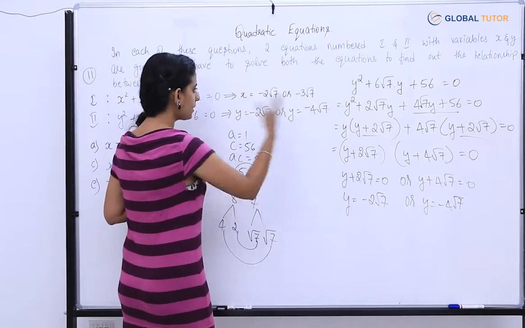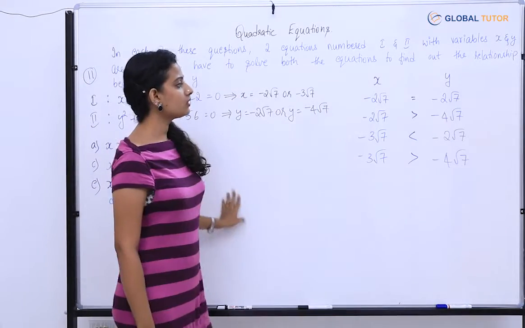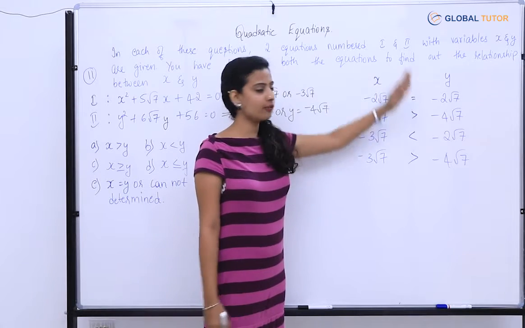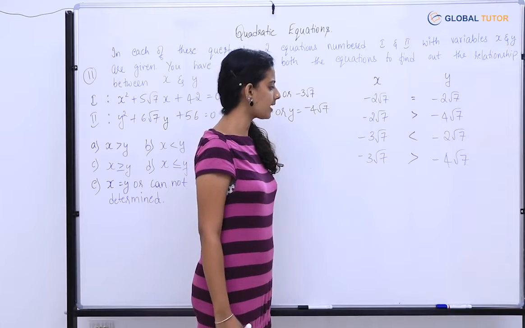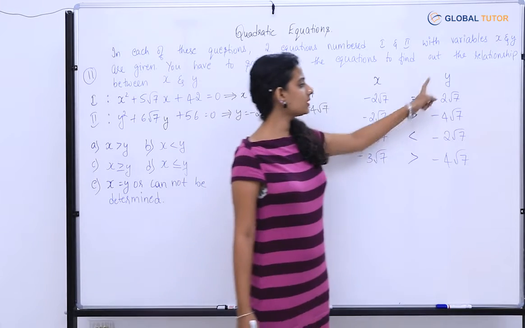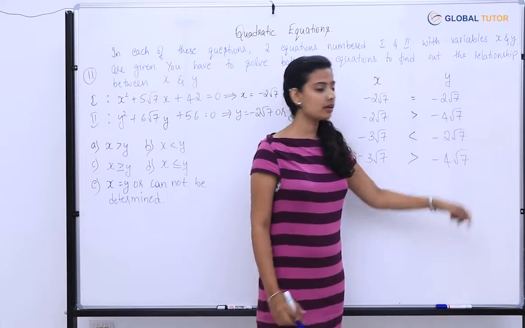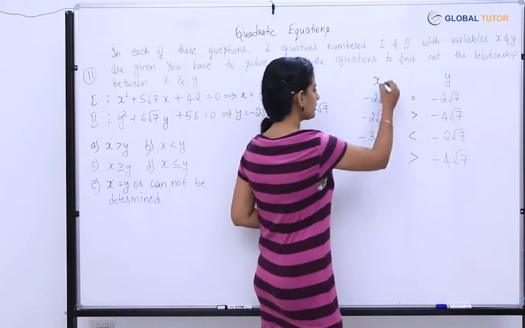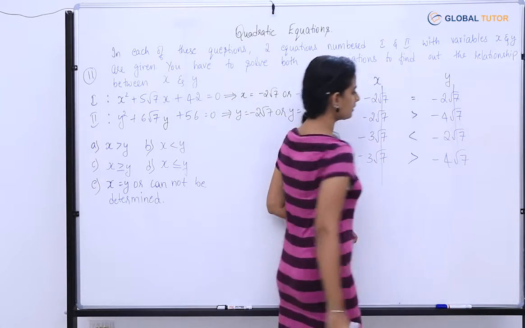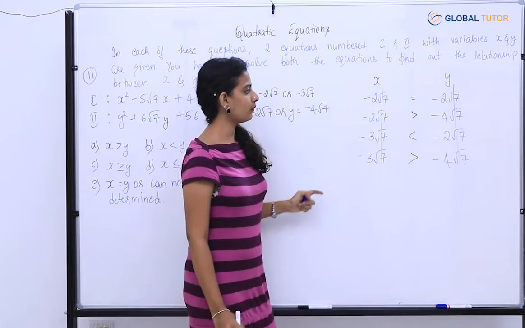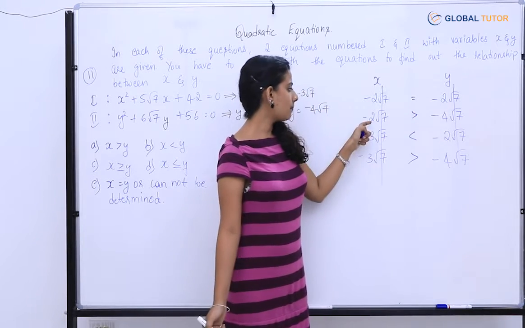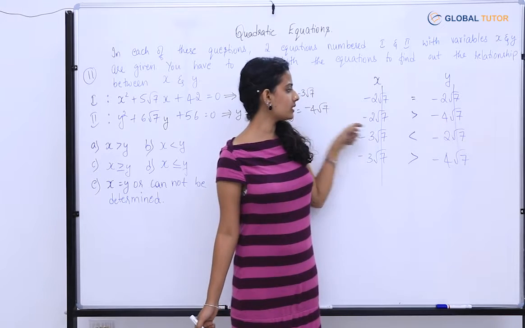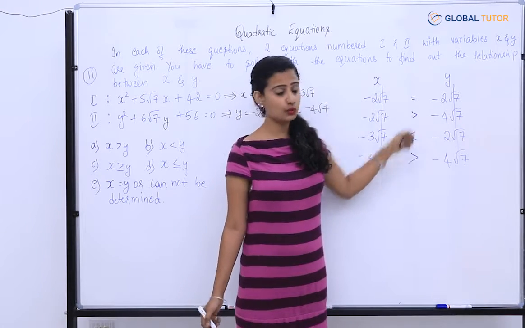Now let us compare these values. I have written all the values of x in one column and y in one column. If you observe, all the values of x have root 7. Similarly, all the values of y have root 7. So we will just discard root 7, we will not consider that. Let us just compare the rest of the values. Minus 2 and minus 2, they are equal. Minus 2 and minus 4, which means minus 2 is greater than minus 4.